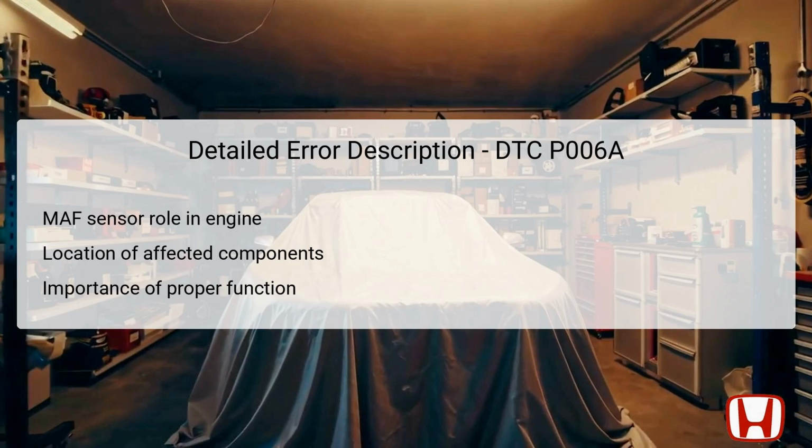delivery. Along with the MAF sensor, components like the PCV (positive crankcase ventilation) valve, air cleaner, and intake air duct are also involved in maintaining proper airflow to the engine. Problems in any of these parts could contribute to the DTC P006A. Therefore, understanding the exact location and role of each component is vital for effective troubleshooting.